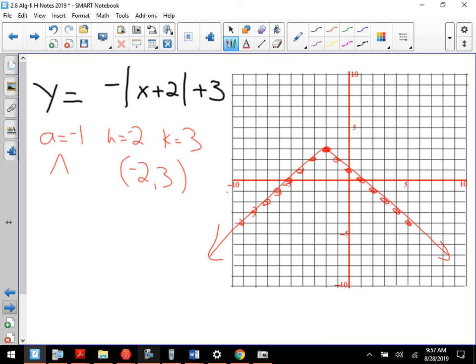Like I was saying here, this is not a domain restricted type problem because all real numbers work for it. It does have a boundary as far as the range is concerned. The boundary for the range is always going to be, in this case, your K value. Since your A is negative, the K value is the maximum value it could be. So it's going to be all values of y that are less than or equal to 3 would be your range. All right, does that make sense?